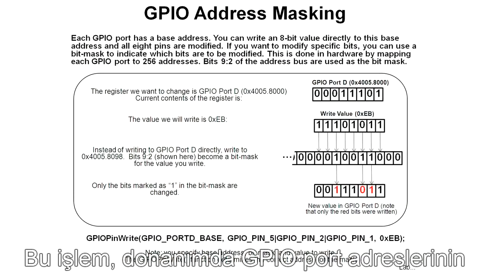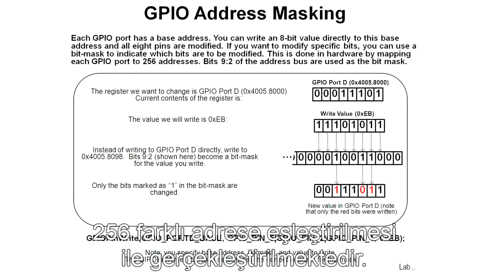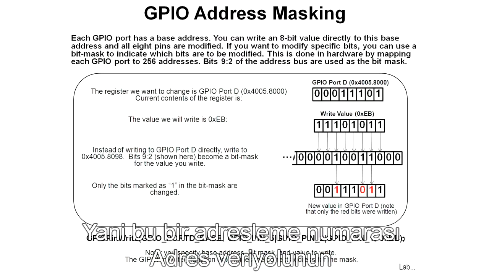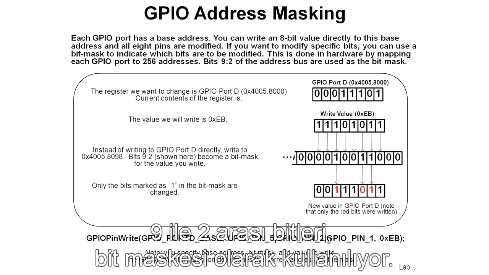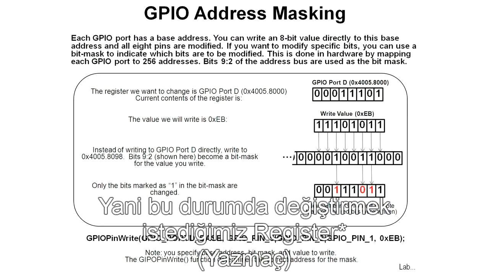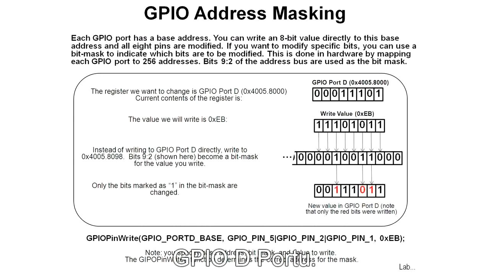So this is done in hardware by mapping each GPIO port address to 256 separate addresses. So it's an addressing trick. Bits 9 to 2 of the address bus are going to be used as a bit mask. So in this case, the register that we want to change is GPIO port D.